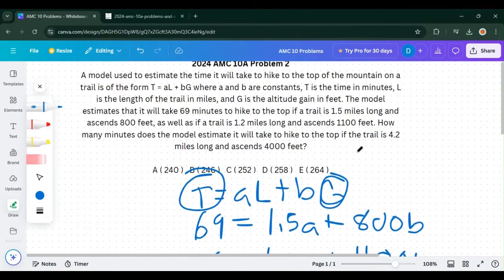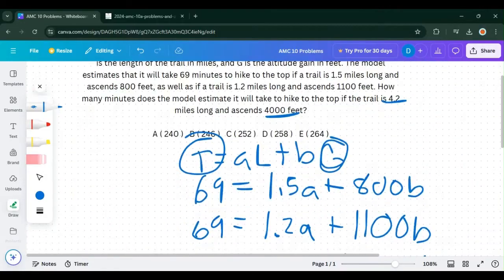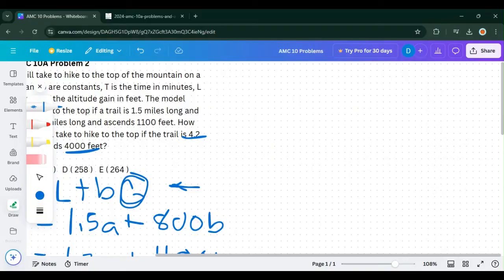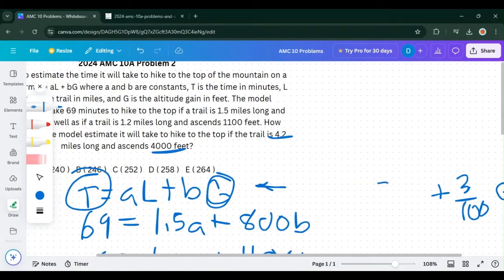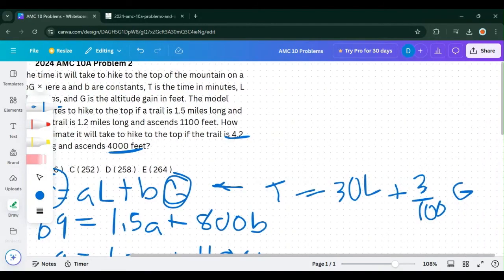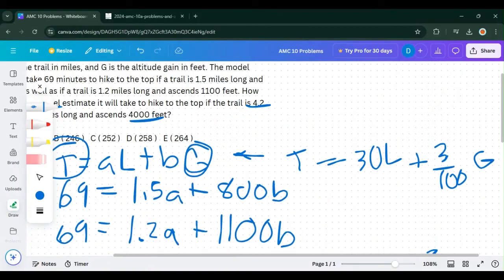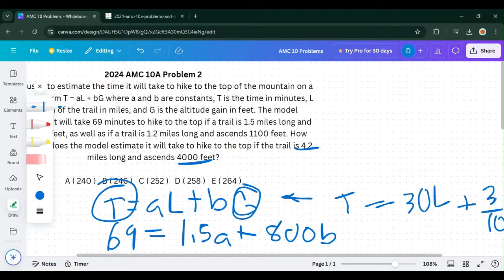And as you see here, it's asking 4.2 miles long, 4,000 feet. Okay, so we go back to our original equation. Since we already know B, it's 3 over 100. So 3 over 100 multiplied by G plus 30L is equal to T. So we just basically found out what we solve for, and then we just substitute into the first equation, and then we can just solve.